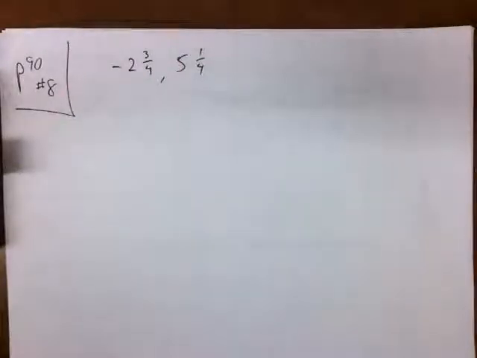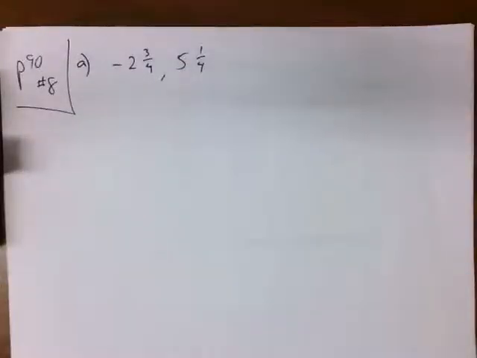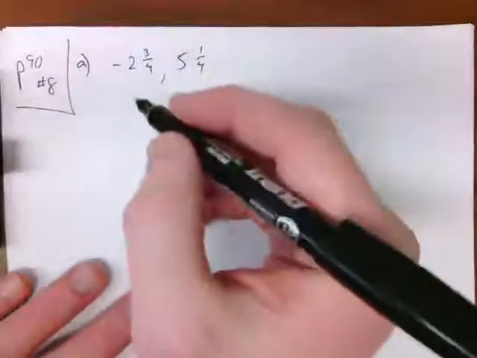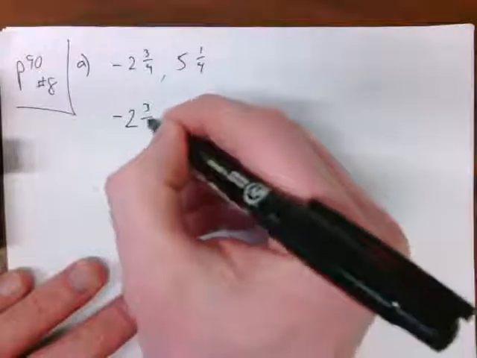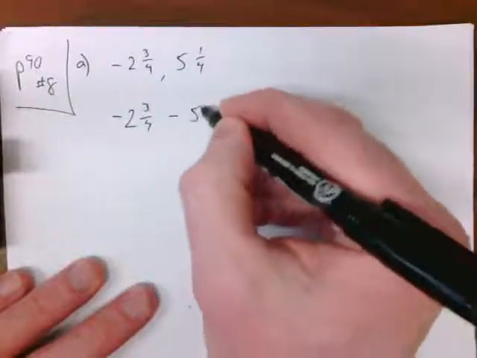All right, question number 8, page 90. It says for each, this is A, I'm going to do A. It says for each pair of numbers, write two expressions to represent the distance between the numbers on a number line. Then determine the distance. Easiest way to do this is just through subtraction. We have negative 2 3/4 minus 5 1/4.